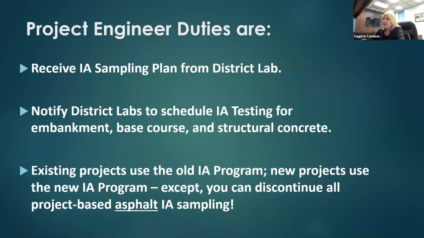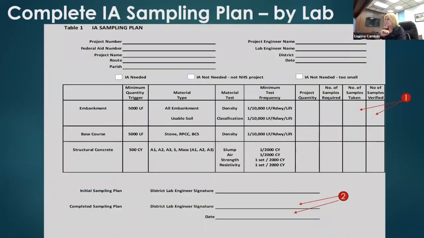And before we get to future wishes, I'm going to go back to this. Tim Coleman, I'm sorry if I forgot your name, but you just sent me an email about this. This is an embankment density is 1 per 10,000 linear feet per roadway per lift. And he was saying it would be great if we knew how many lifts so we could go ahead and totally determine the number of samples required. And that's not a bad idea.